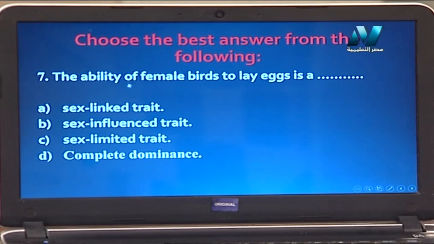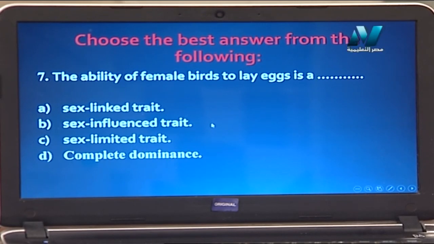The ability of female birds to lay eggs is a sex-linked trait, or sex-influenced trait, sex-limited trait, or complete dominance. Which of them? What do you think?